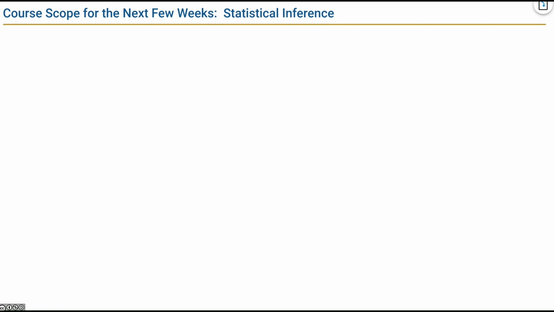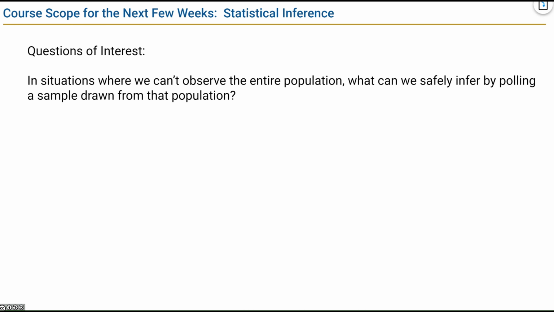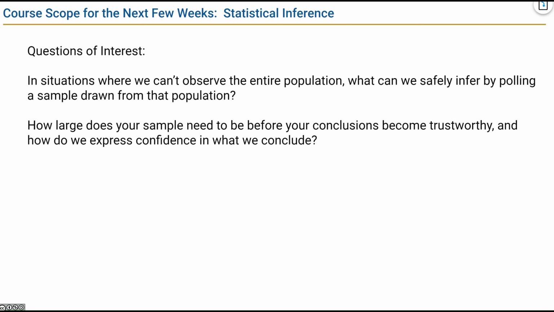So this is the beginning of the part of the course where we're going to be looking at techniques for statistical inference. And in particular, some questions of interest that we'll examine during this time are: in situations where we can't observe the entire population, what can we infer from a sample drawn? How large does that sample need to be before your conclusions become trustworthy? And how do we mathematically express confidence in what we conclude?